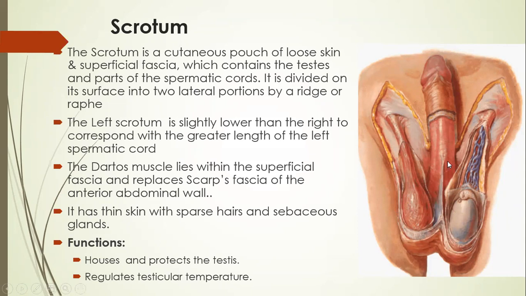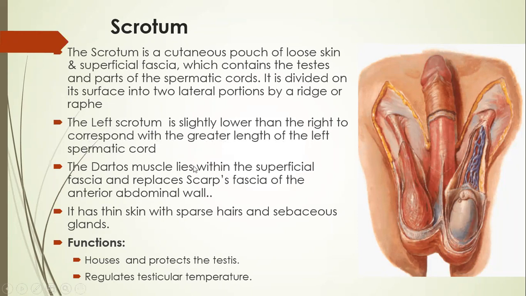It is divided into two parts by the raphe or ridge, which will divide into right and left, within which the right and left testis respectively will be present. The left scrotum is slightly lower than the right. If you now see, the left part of the scrotum is slightly lower compared to the right. This corresponds with the greater length of the left spermatic cord, because the left scrotum is at a lower level. So always, this spermatic cord will be longer compared to the right one.